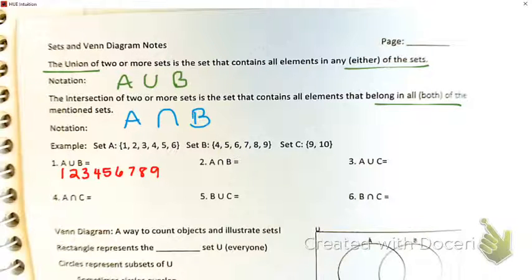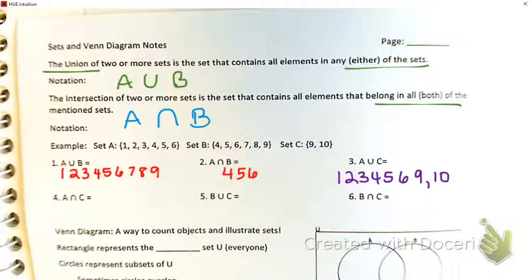Number 2 says A intersection B. That's where you look at A and you look at B and you write down only the things they have in common. And that would be 4, 5, and 6. Okay, so A union C would be all of A, and then all of C that you haven't already written. I'm writing a comma just to separate the 9 and the 10.